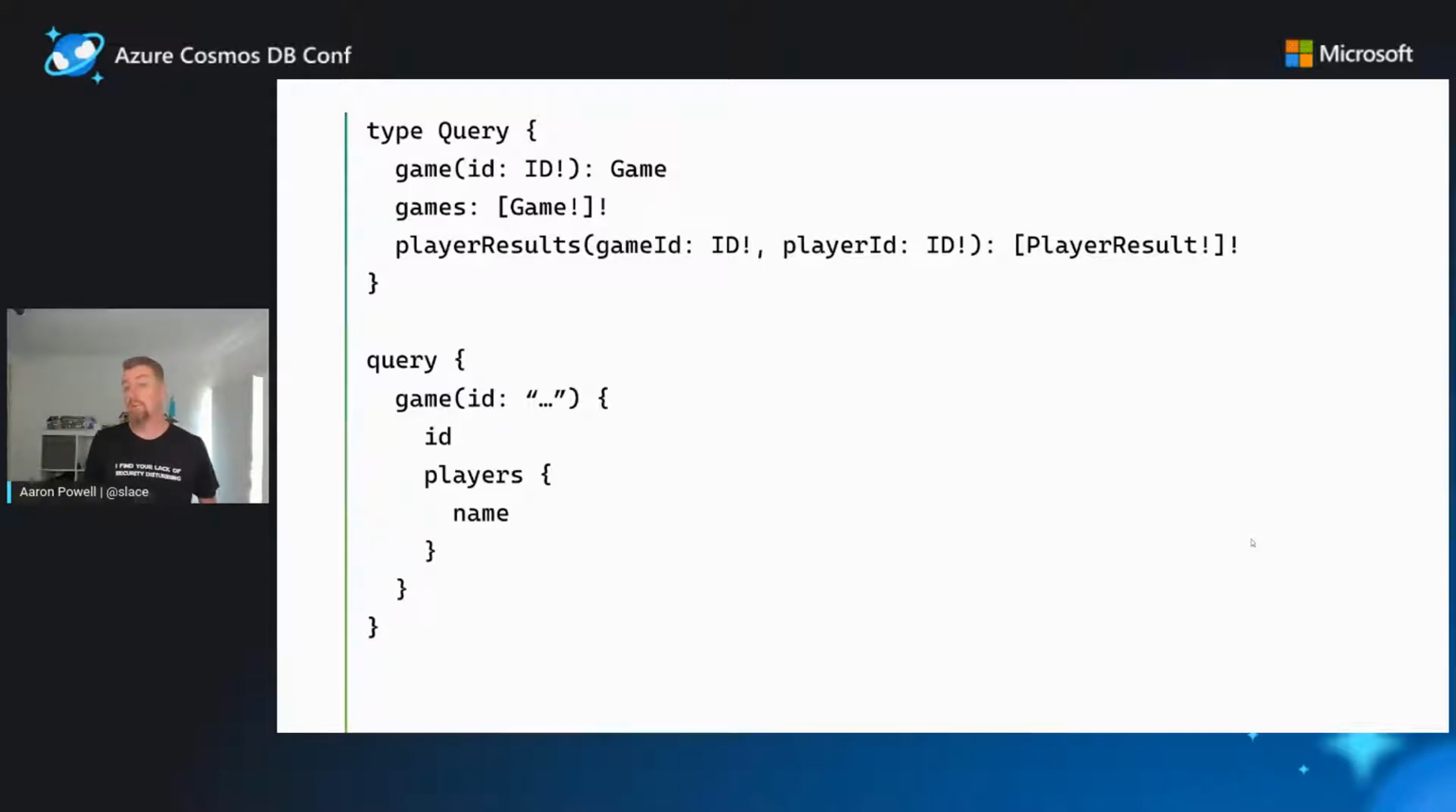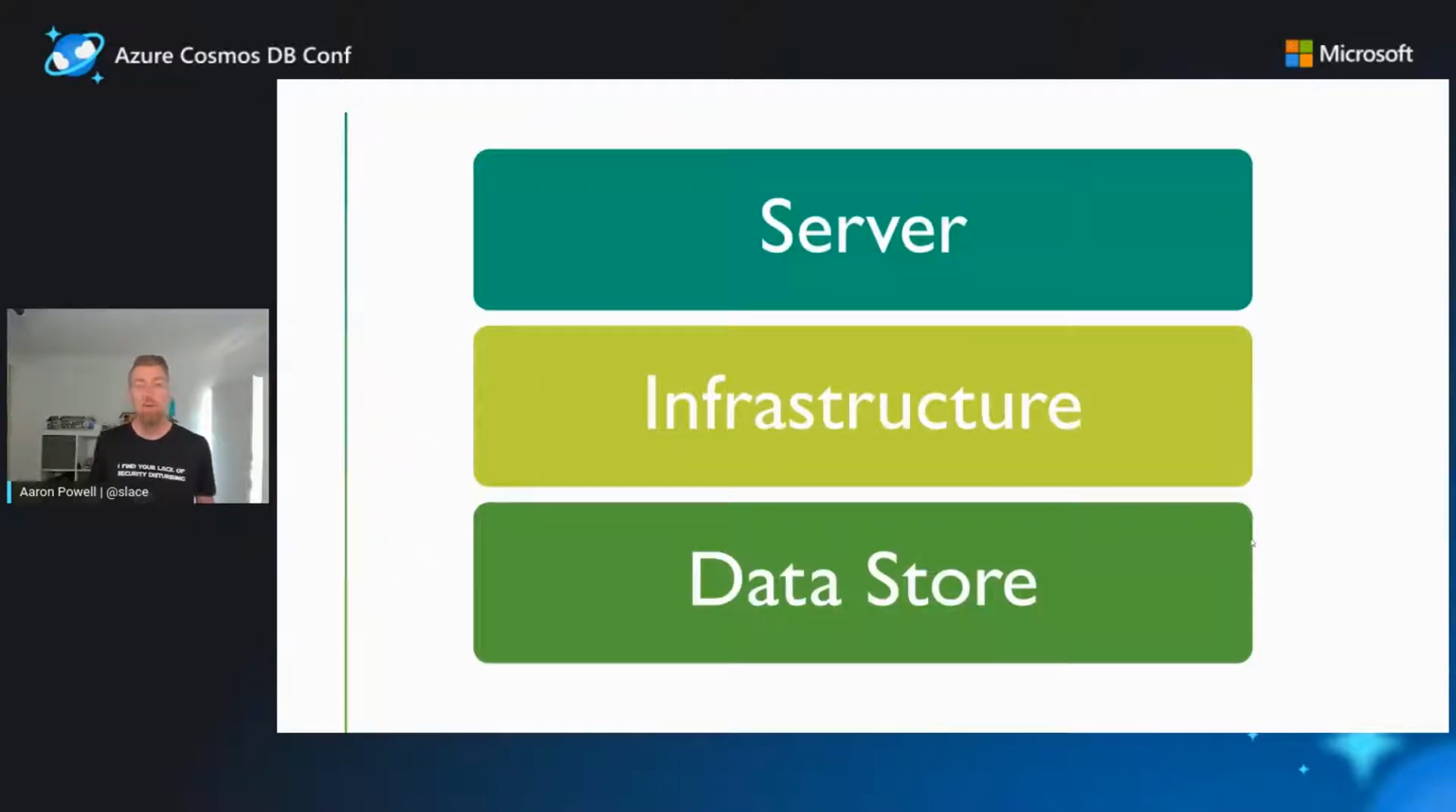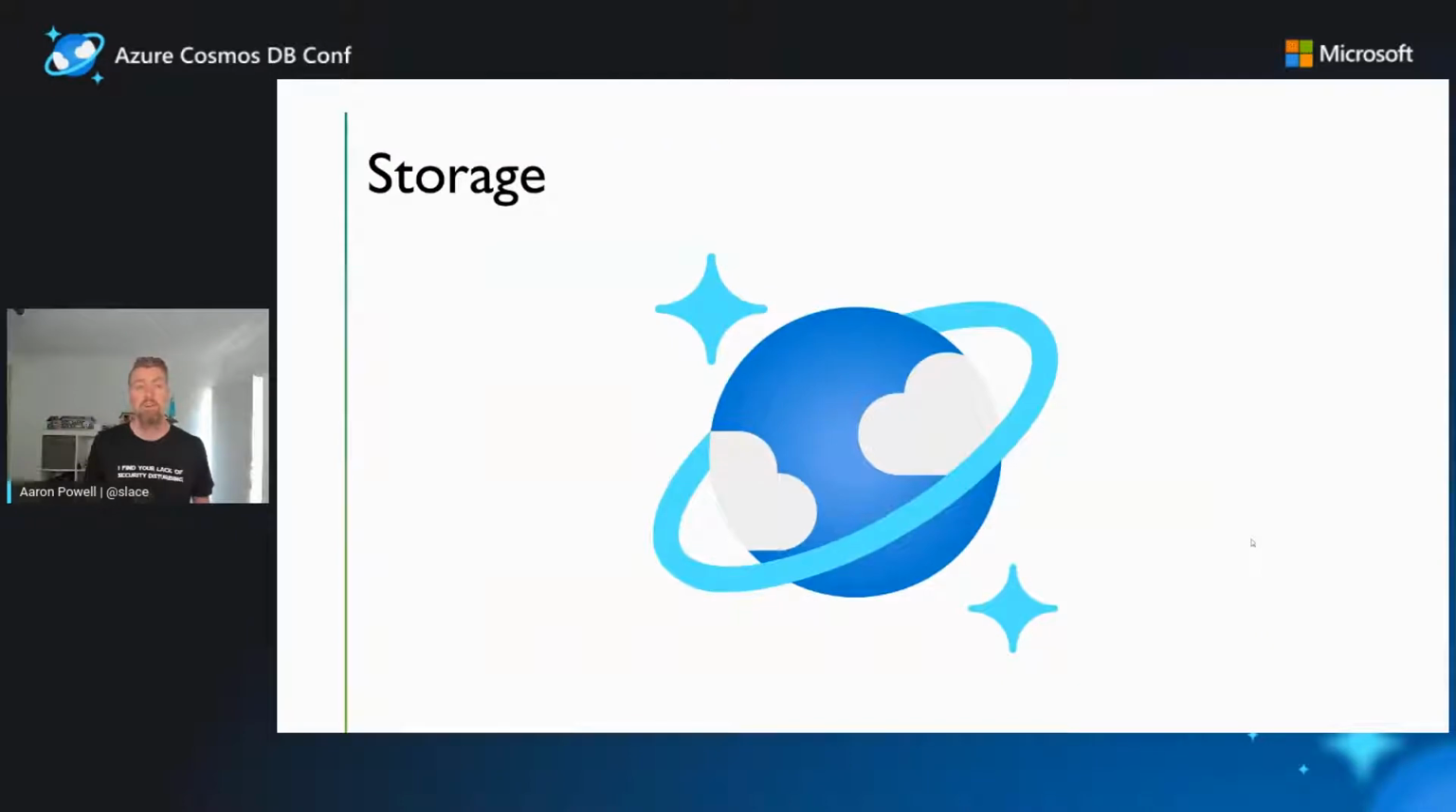So how are we going to start building out this application, or this server implementation with GraphQL? Well, we're going to have three primary layers. We're going to have somewhere to store data, some infrastructure to run it on, and then a server that implements the GraphQL spec. So for storage, you're probably not surprised for me to say that we're going to be using Cosmos DB. Kind of makes sense. We're at the Cosmos DB conference, so we probably should use Cosmos there.